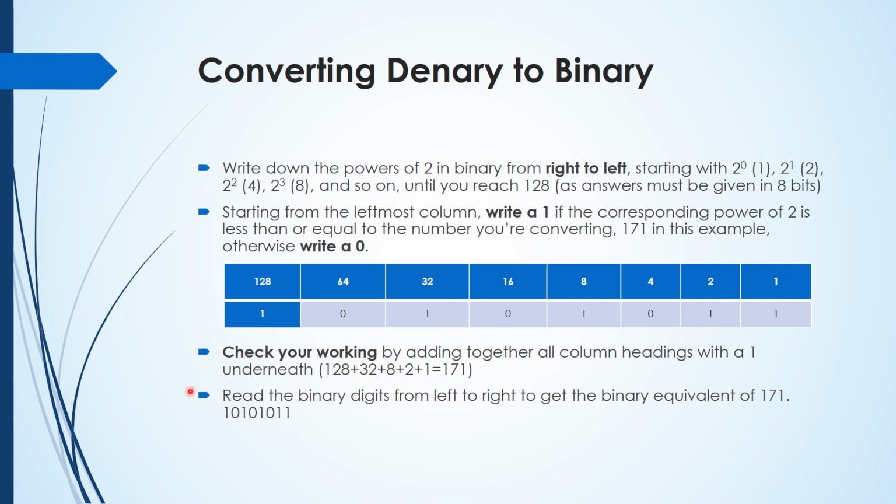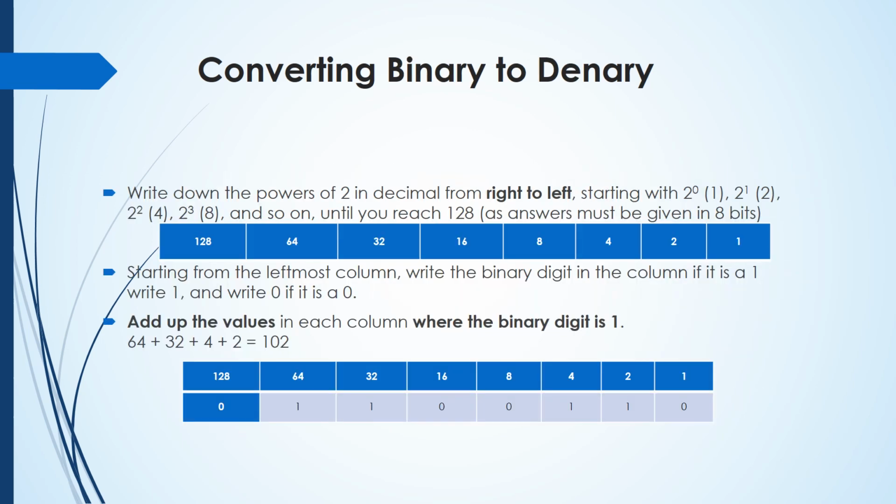If we add all those bits which are 1, where the column headings are 128 plus 32 plus 8 plus 2 plus 1, that is equivalent to 171. So read the binary digits from left to right to get the binary equivalent of 171. That's 10101011.